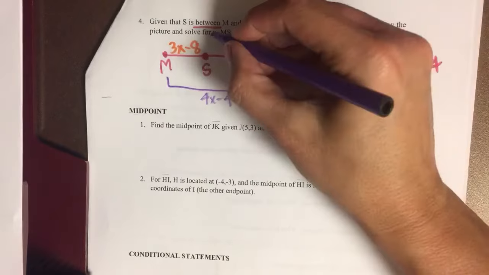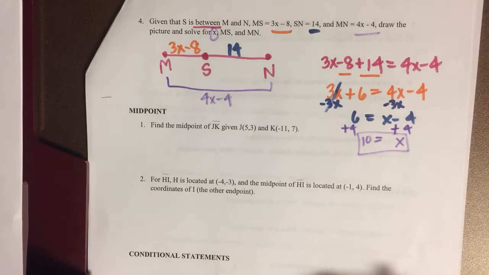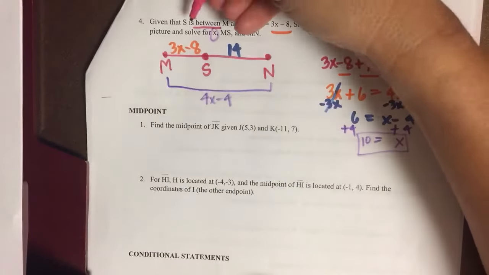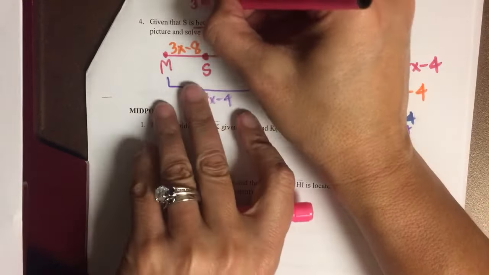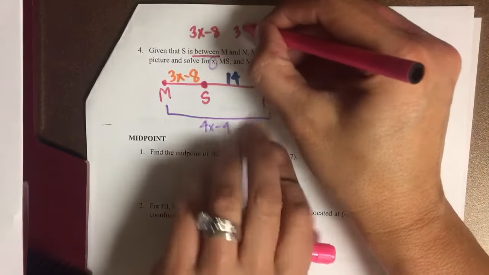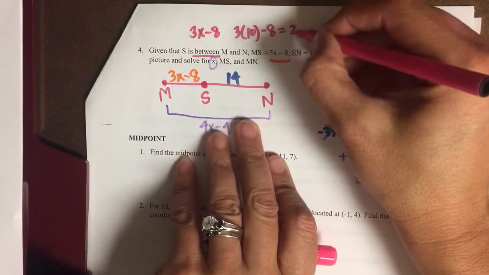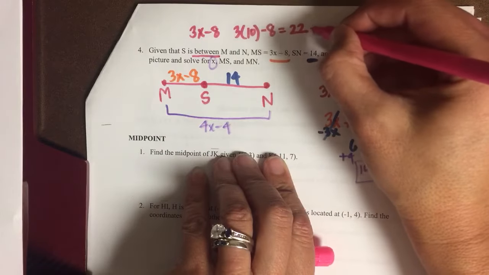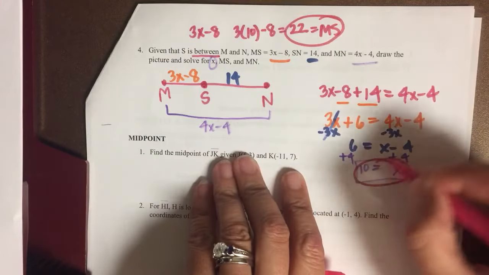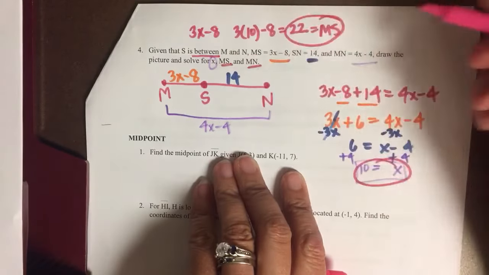Okay, now we know x is 10. That's our first value. But I'm not done yet. I need to find MS and MN. Well, MS is 3x minus 8, right? So wouldn't I just plug the 10 in for x? So 30 minus 8, which is 22. So MS is 22.